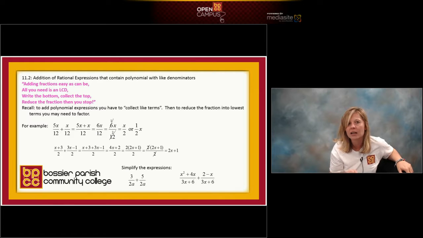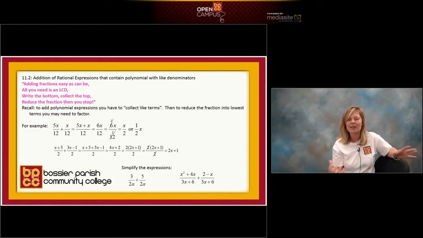Now we're back to the beginning of this course. How do you add 5x to x? Well, that's really 5x plus 1x. Those are like terms. That would add to 6x. So now our fraction is 6x over 12. Great. The fraction bar means divide. Can we divide? Sure we can.